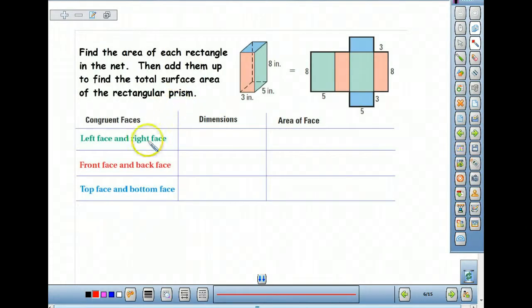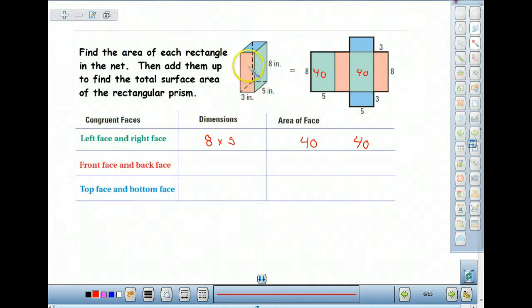Okay? So if we're talking about the left and the right face, those are the green parts right there. My dimensions of it are 8 by 5. Therefore, my area of those green spots are 40. And remember we have two of them, so we have 40 and 40. My pink part, my front and my back, is going to be 3 by 8, which gives us 24 for each of those for pink.